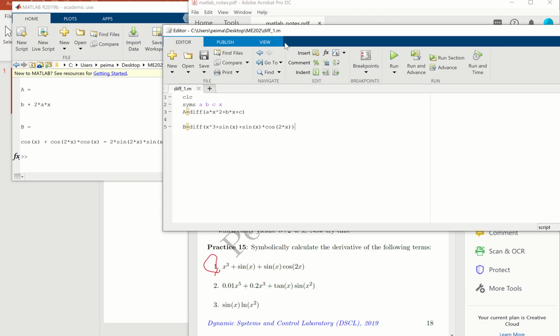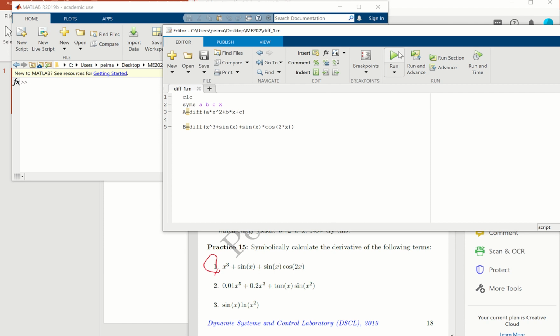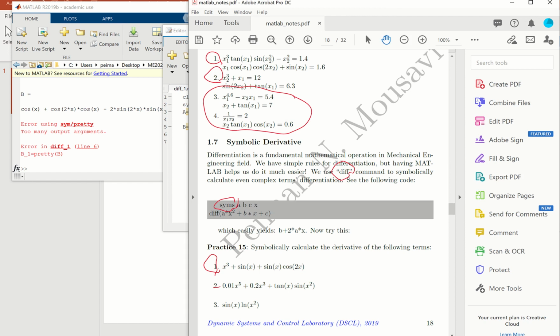So let me arrange, hold on guys, to save time. Okay, so we see that that's there. So now you can make it a little beautiful and pretty. You say b1 is pretty of b. Let me see if it works. I'm not sure even. No, the pretty for the symbolic, it doesn't work. So forget about that.